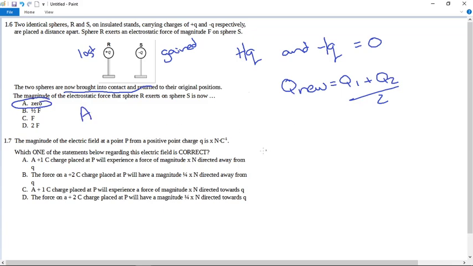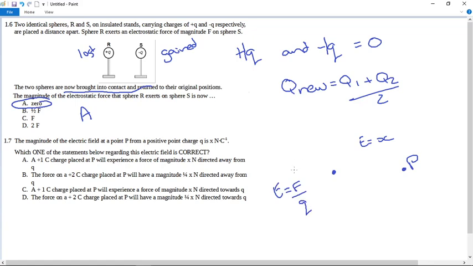Now it says to you, the magnitude of the electrical field at a point P from a positive point charge. So if I've got the point charge here, and I've got the point P over here, they said to you the electric field, remember the electric field is given the symbol E, E equals X newtons per coulomb, okay? Which one of the following statements below regarding this electrical field is correct? So now we want to have a look here. We want to look at this formula E equals F over Q, okay?